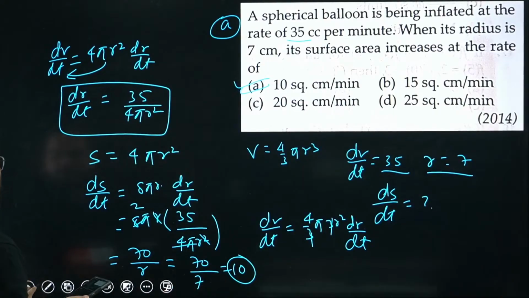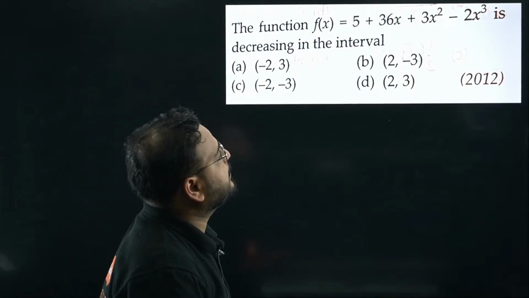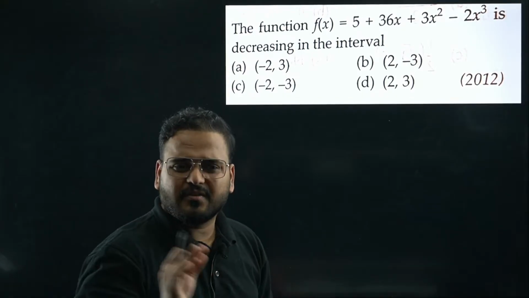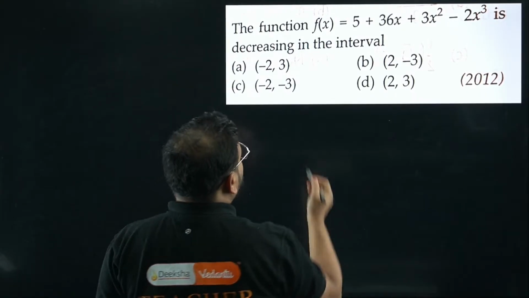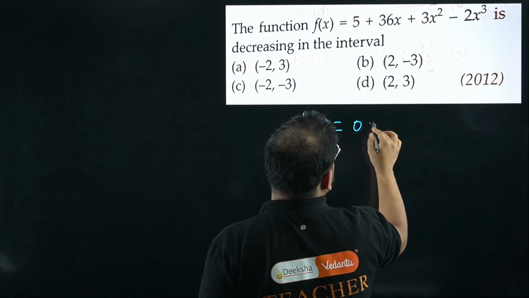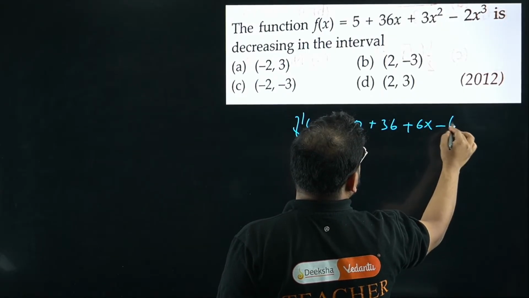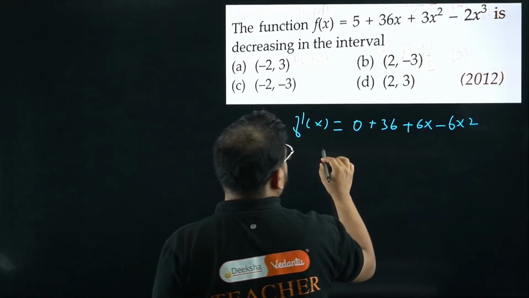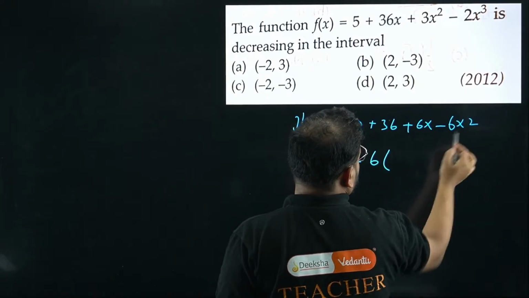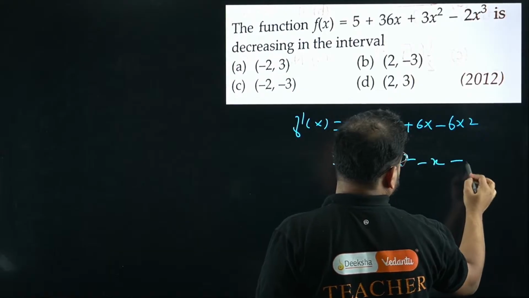Moving on. The function f(x) is given as 5 plus 36x plus 3x square minus 2x cube. It is decreasing in which interval? This is not a difficult but fun problem. We'll see. Differentiate: f dash of x is 0 plus 36 plus 6x minus 6x square. I can take 6 common, actually minus 6 common. This will become positive, so I'll have x square minus x minus 6.